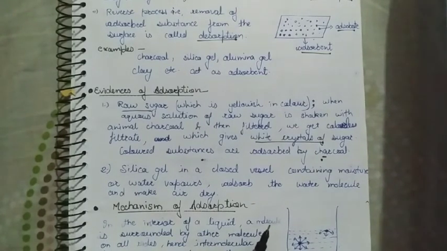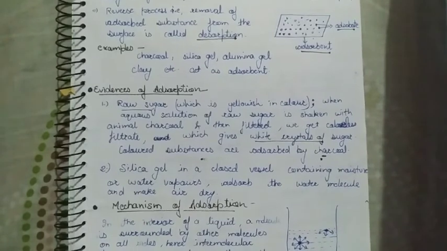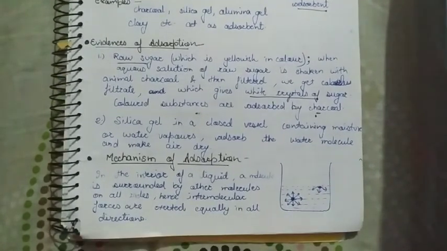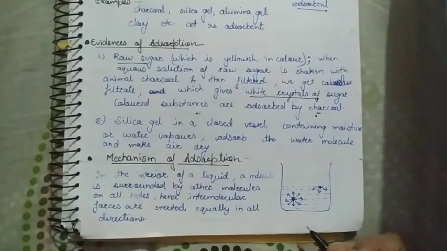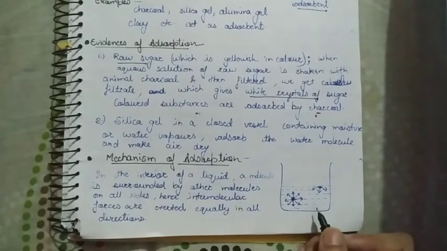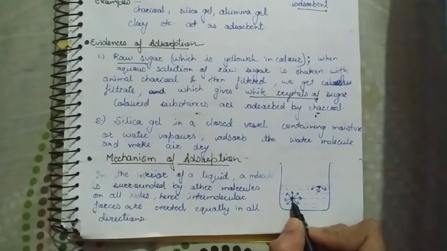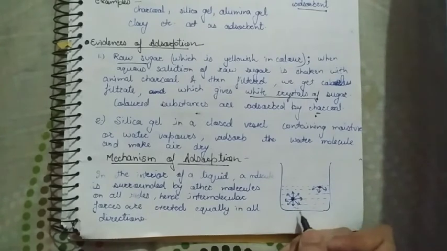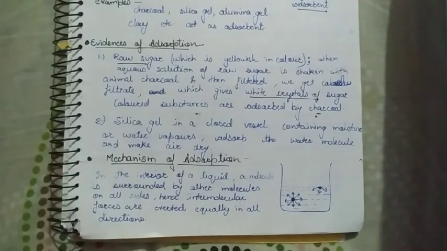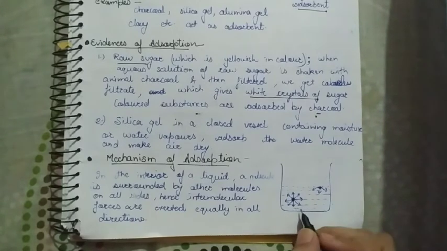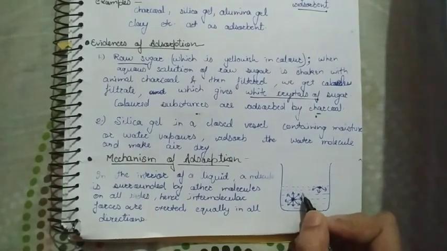Now let us first understand the mechanism behind the entire process of adsorption. To understand this, let us consider this vessel containing liquid. The molecule in the interior of the liquid, this one, is surrounded by various other molecules from all the sides. Because of this, the intermolecular forces are exerted equally in all directions, as you can see in this diagram.